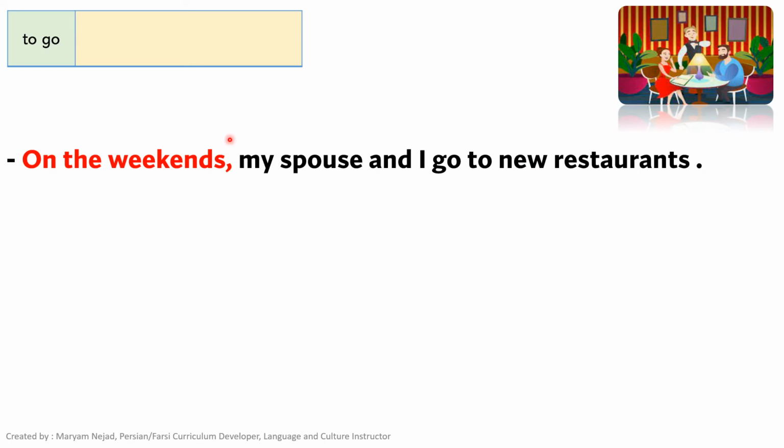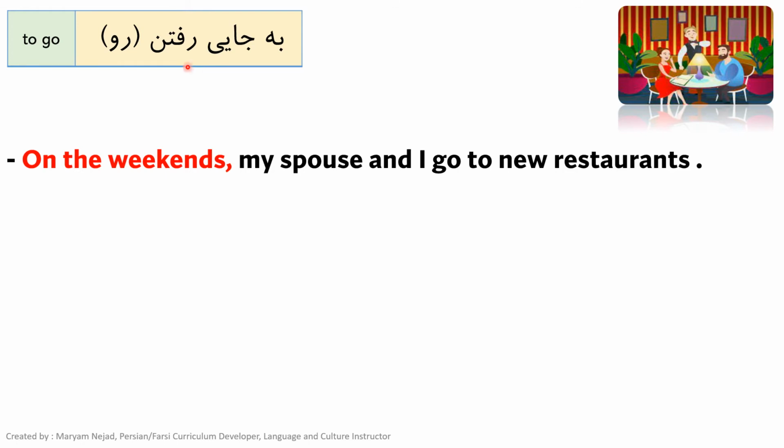Let's go over a couple of examples. So we want to say something like, on the weekends, my spouse and I go to new restaurants. All right, so what is the verb? The verb is go. So the infinitive is to go, which in Farsi is رفتن. And then the verb رفتن is a prepositional verb. به جایی رفتن. جایی means somewhere or a place, which in this example is new restaurants. And then the preposition به means to. So the same preposition is used in Farsi.